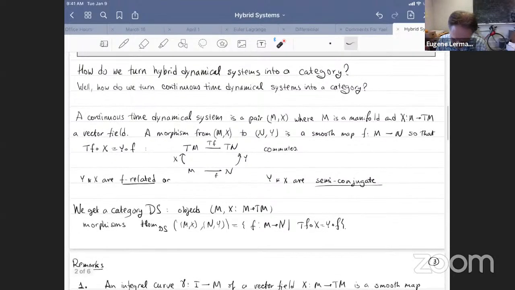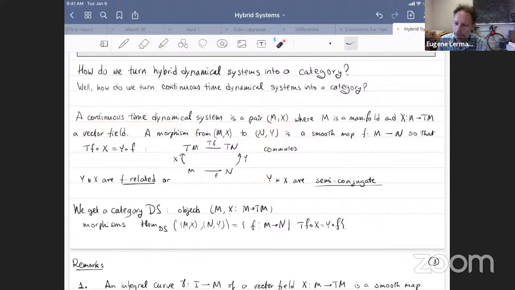let me ask a different question. How do you turn a continuous time dynamical system into a category? Well, there is actually a standard answer to that. And so I want to give you a standard answer and a non-standard answer. The standard answer is a continuous time dynamical system is a pair, a manifold and a vector field.